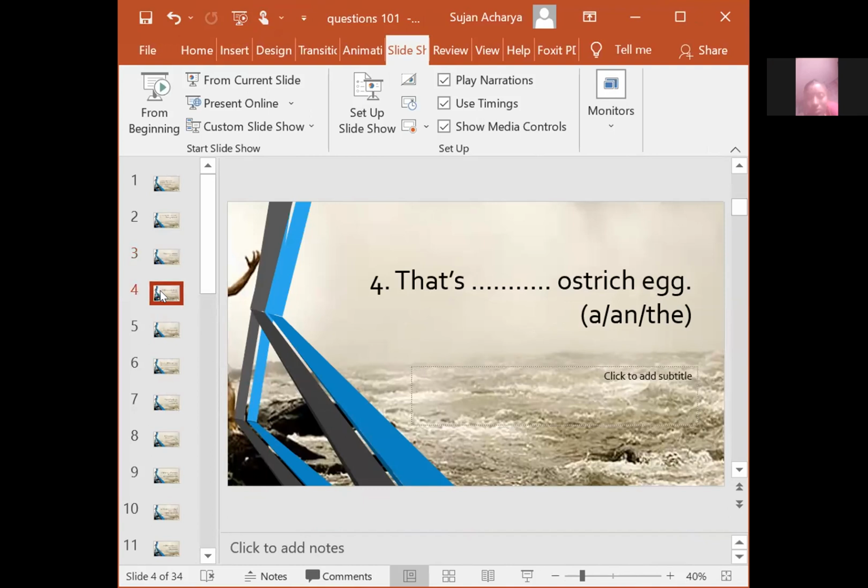Number 4, that's again an ostrich egg. Ostrich also starts with a vowel sound, and that's an ostrich egg.